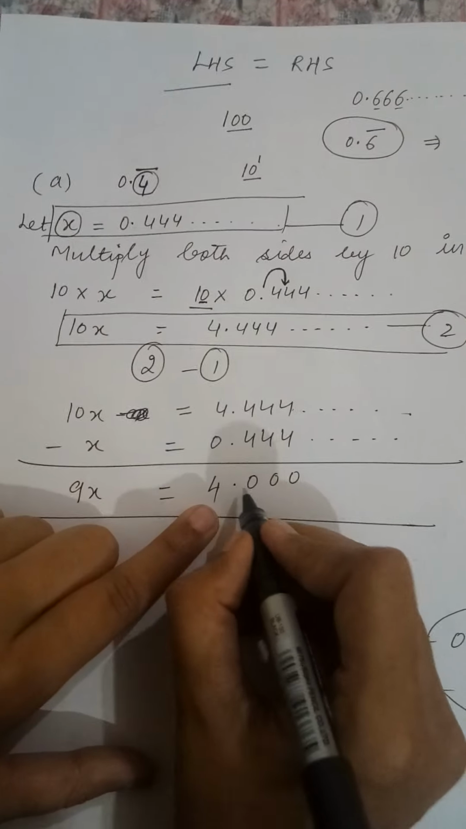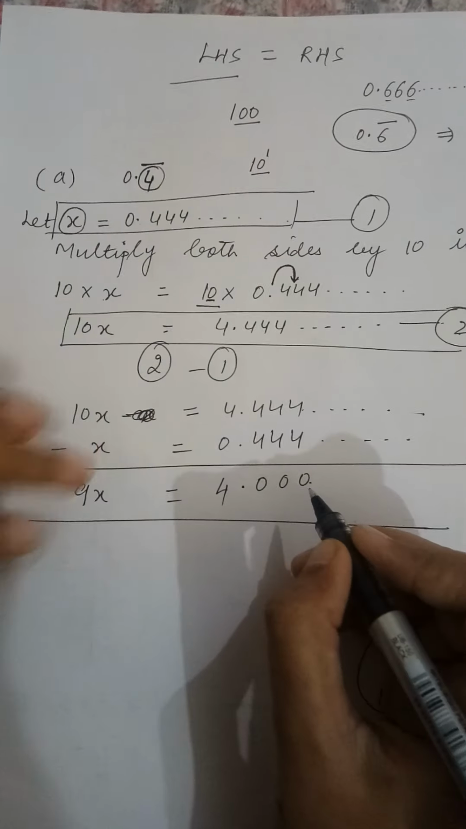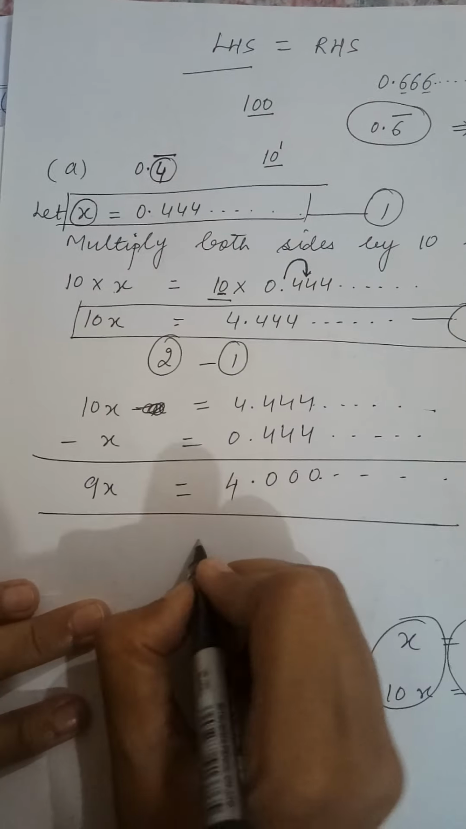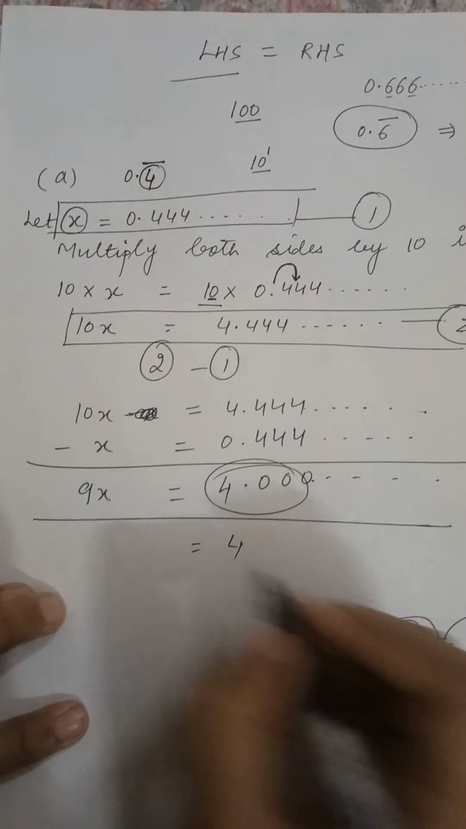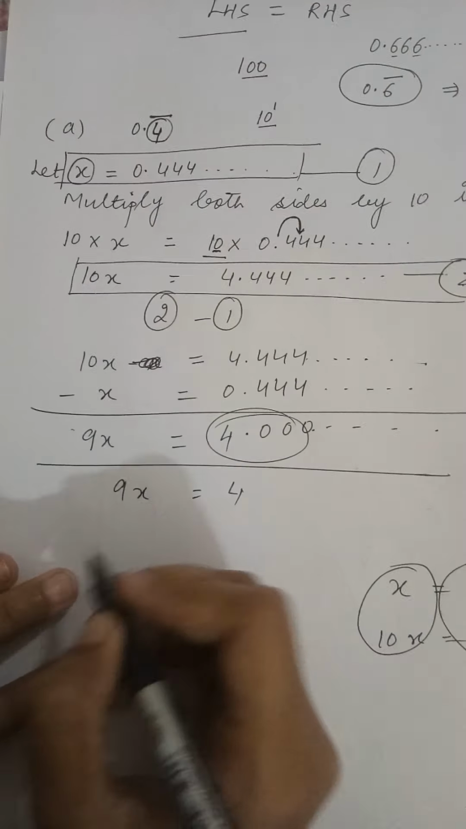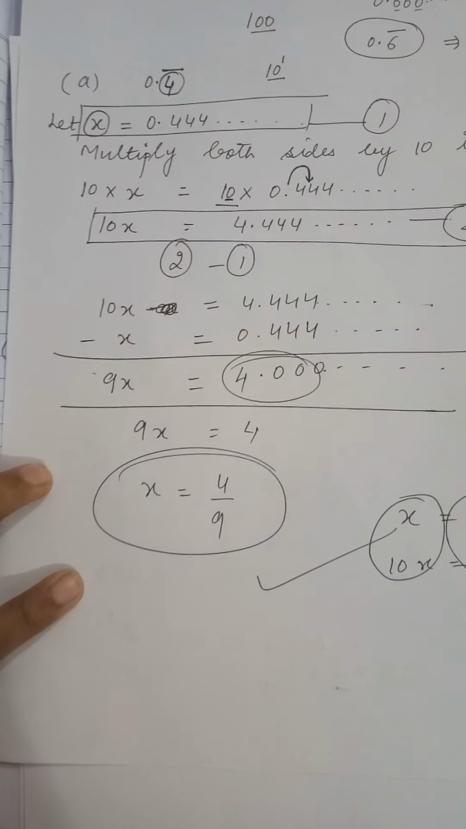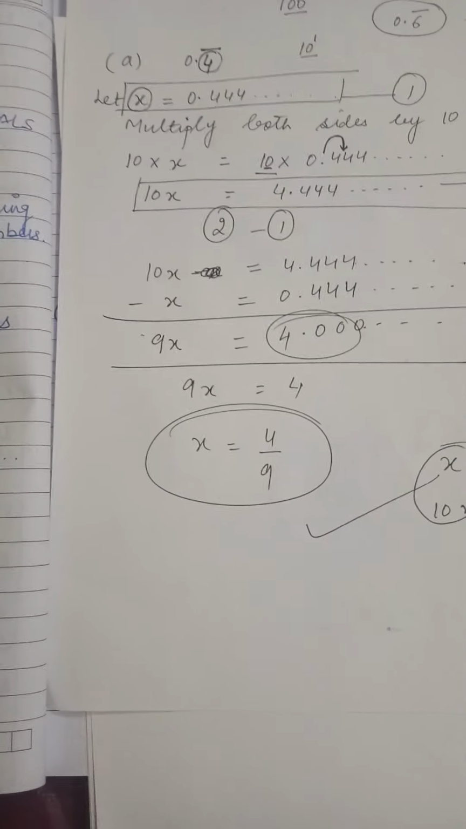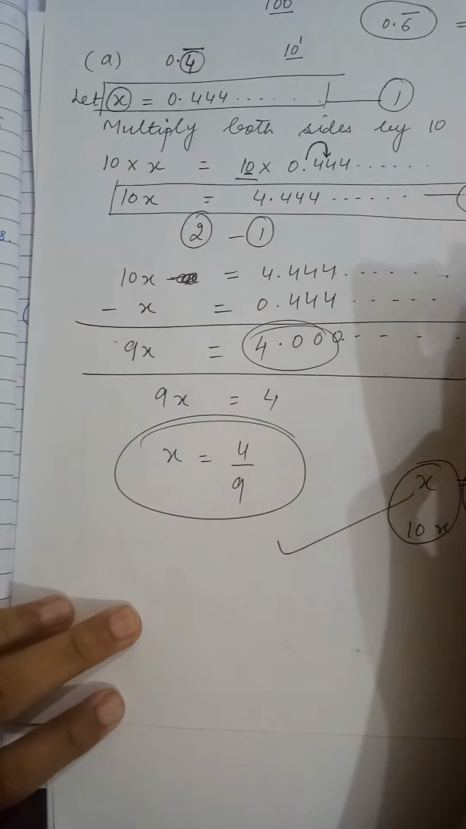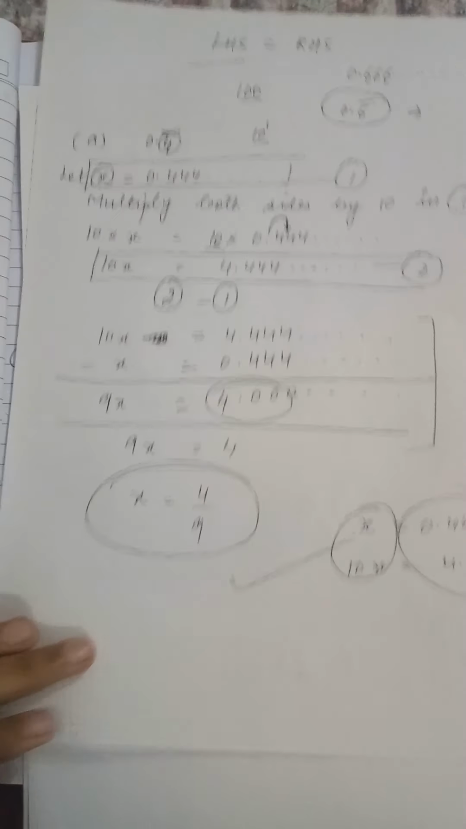And you all know that if zeros come after the decimal, they are of no use, right? So can I write this as 4 only? This is 9x. So x is equal to 4 upon 9, and this is your answer, 4 upon 9. Okay, so that's how you can do it. This is also the way you can do it.